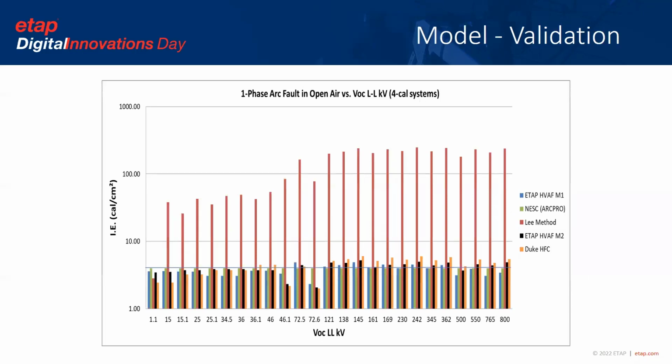This chart shows a few important takeaways. The first is that the Lee method produces way overly conservative results as the system voltage increases. The second main takeaway is that the methods designed for high voltage arcs do not have much dependency on the system voltage. As we can observe on the x-axis, the system voltage is increasing, but based on the constant short circuit current and gap, the energy delivered is roughly about 4 calories per centimeter squared.